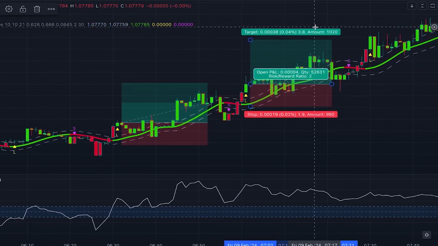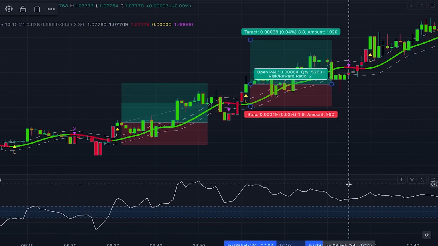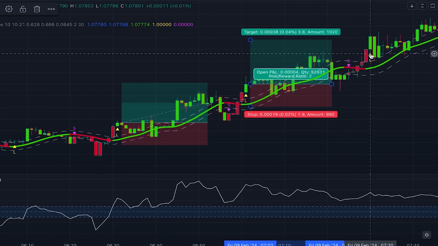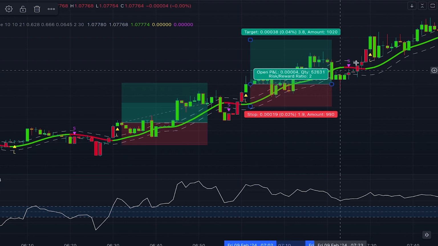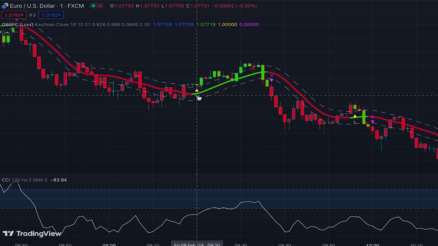This sell signal here is rejected because CCI is above 50. And we have a long position signal here, which is a confirmed signal, and we continue like this during uptrend. And during downtrends, we have the opposite.